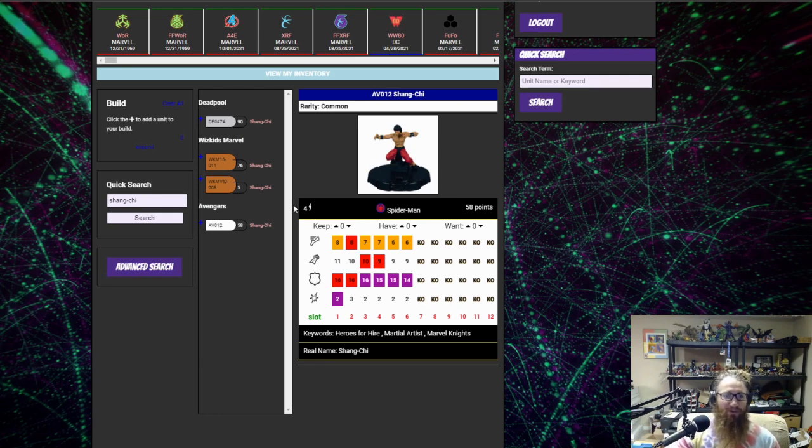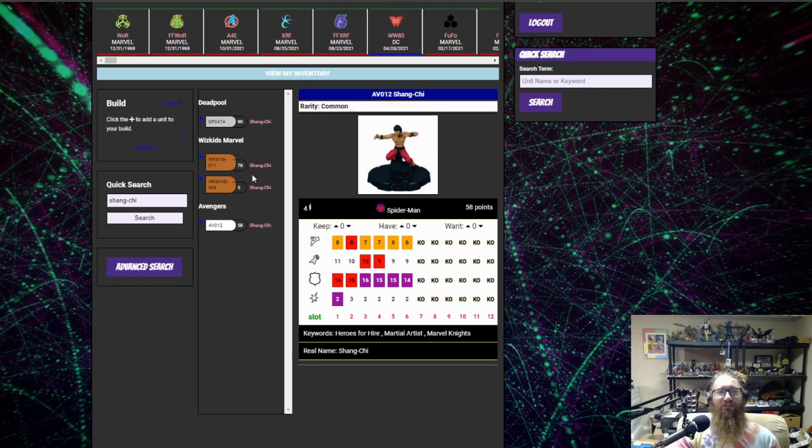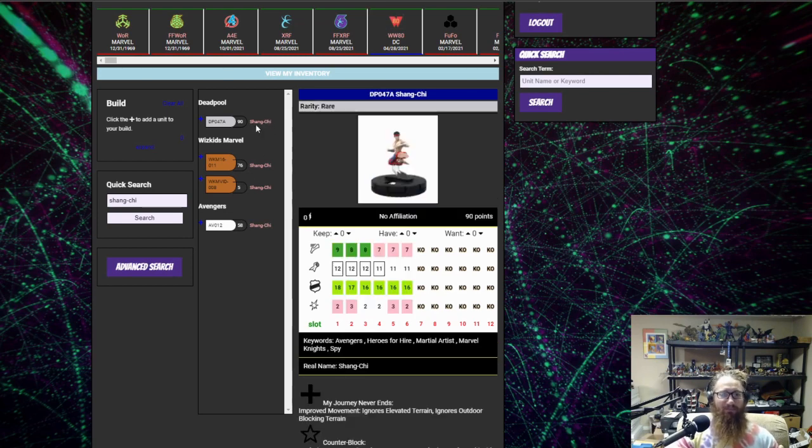This is from the Avengers set, Shang-Chi. He's got leap climb, he's got close combat expert. Look at that sculpt. Wow, amazing. I love that guy. Second up is going to be from the Deadpool set.